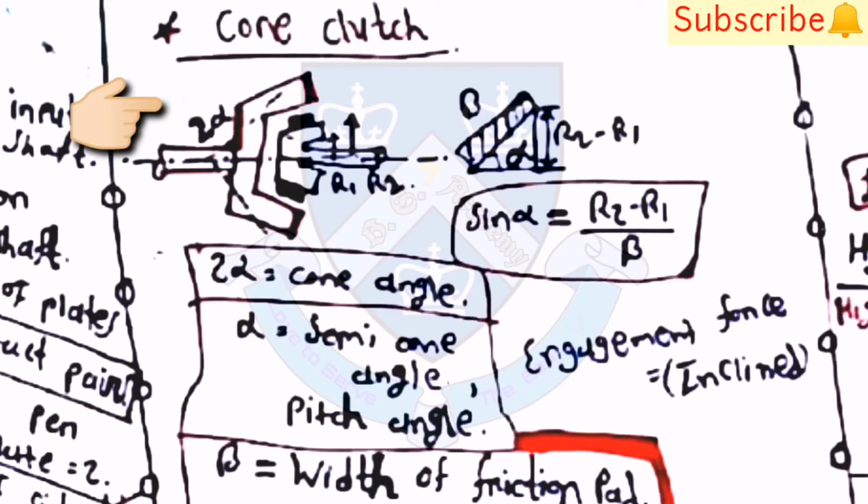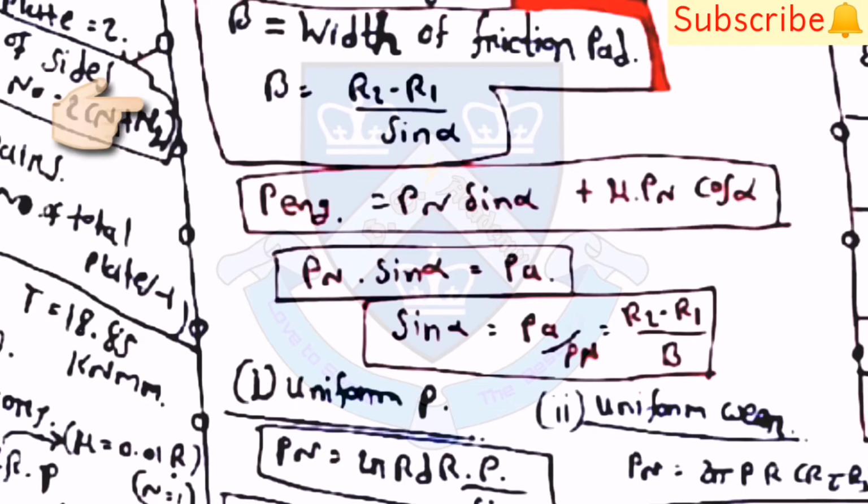Then after that, the cone clutch. For that, sin alpha is equal to (R2 minus R1) upon beta, and 2 alpha is equal to the cone angle. Then alpha is equal to the semi cone angle or pitch angle. Beta is equal to the width of the friction pad, and beta is equal to (R2 minus R1) upon sin alpha. Then P engineering is equal to Pn sin alpha plus mu into Pn cos alpha. Pn into sin alpha is equal to Pa, and sin alpha is equal to Pa upon Pn. Then sin alpha is equal to (R2 minus R1) upon beta.